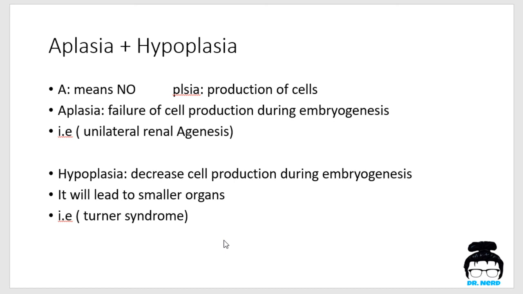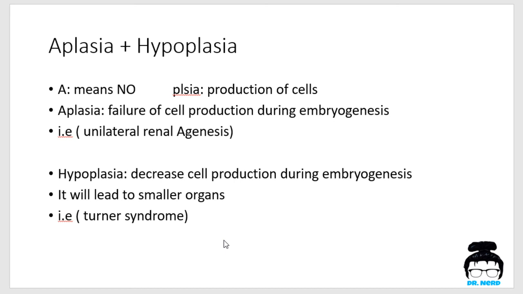Aplasia is a combination of two words. The first one is A, which means no. Plasia means production of cells. So when we add them together, aplasia means no production of cells. The real definition is failure of production of cells during embryogenesis. And the most common example of aplasia is unilateral renal agenesis. And that's all you need to know about aplasia.